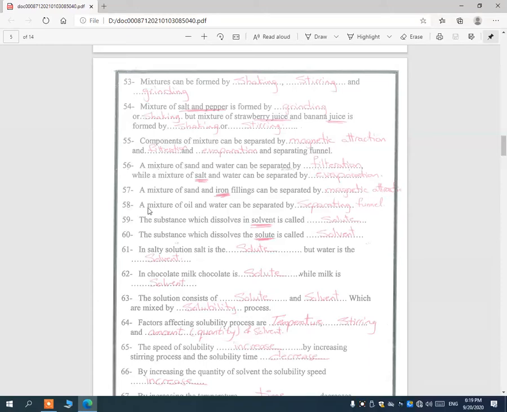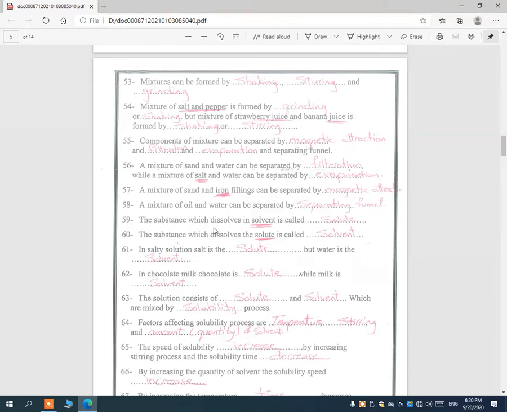58. Mixture of oil and water can be separated by dots. When you see in the mixture oil and water, when you see oil, you have to write separating funnel. Only oil can be separated by the separating funnel. Okay, don't forget it. Oil, separating funnel.